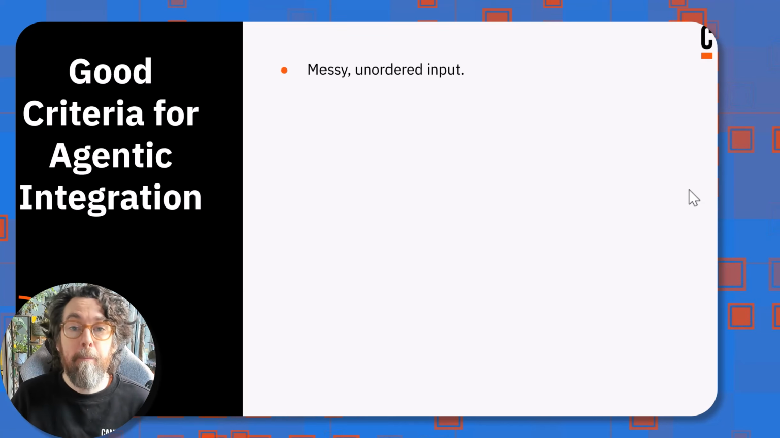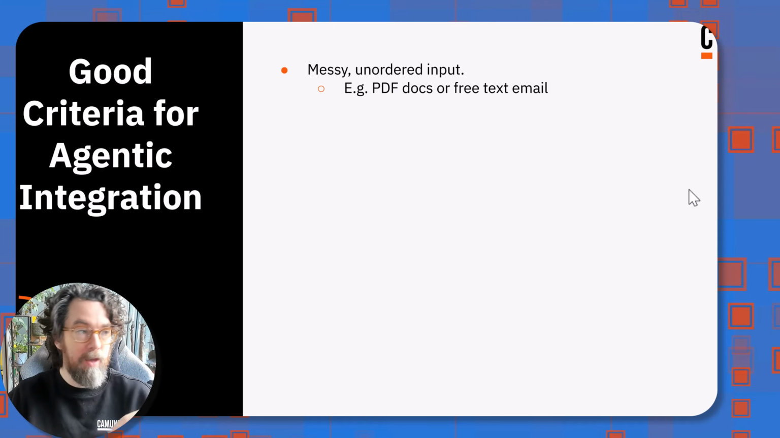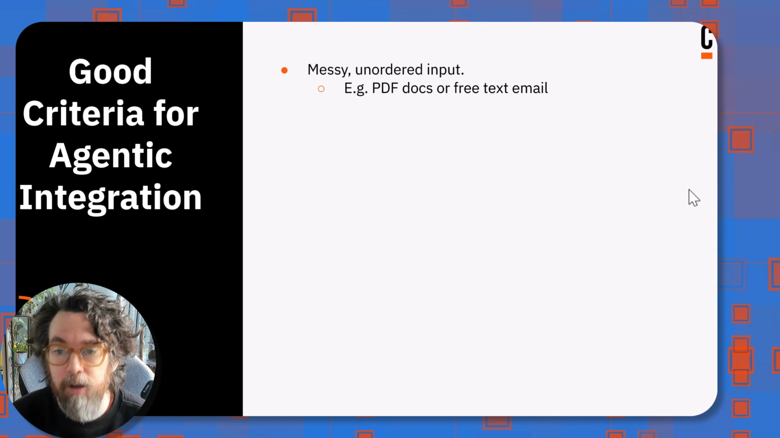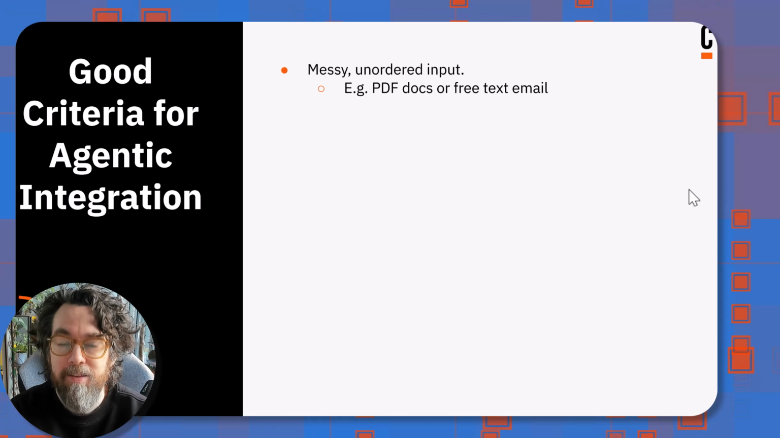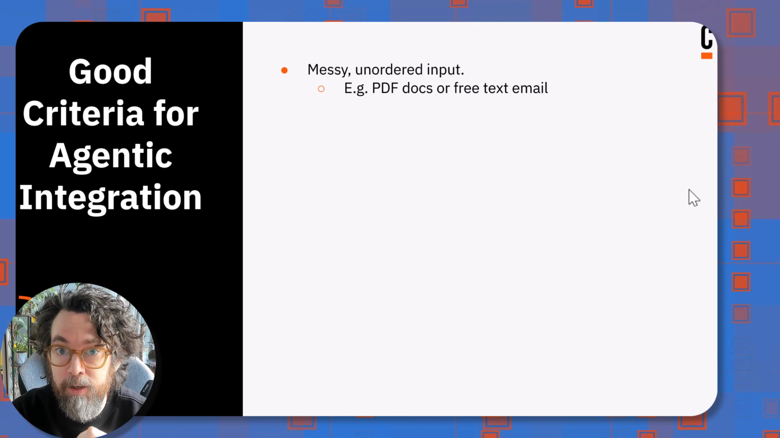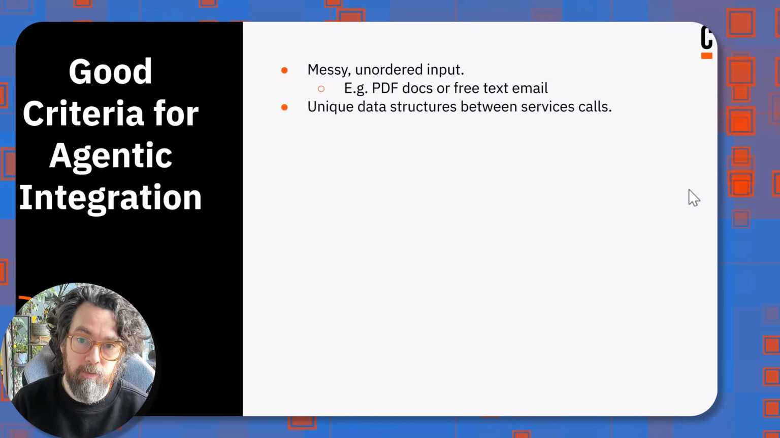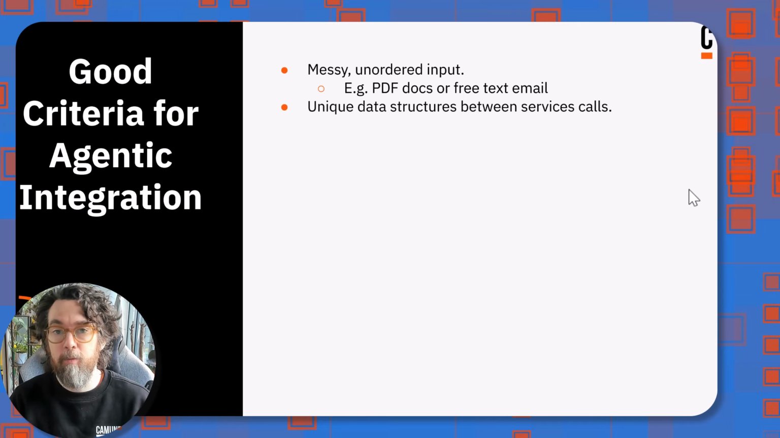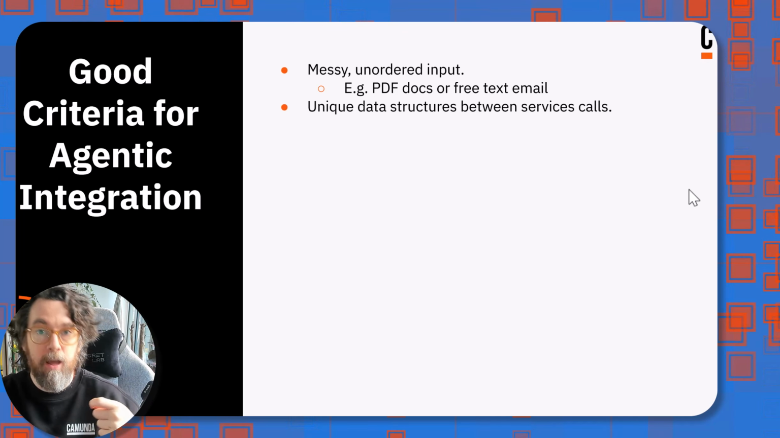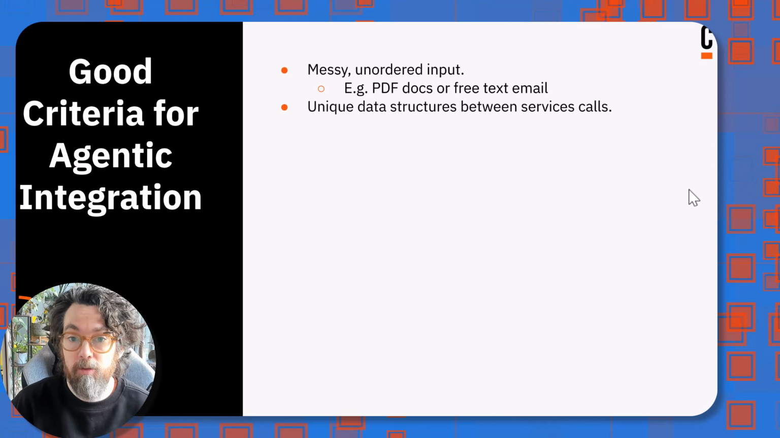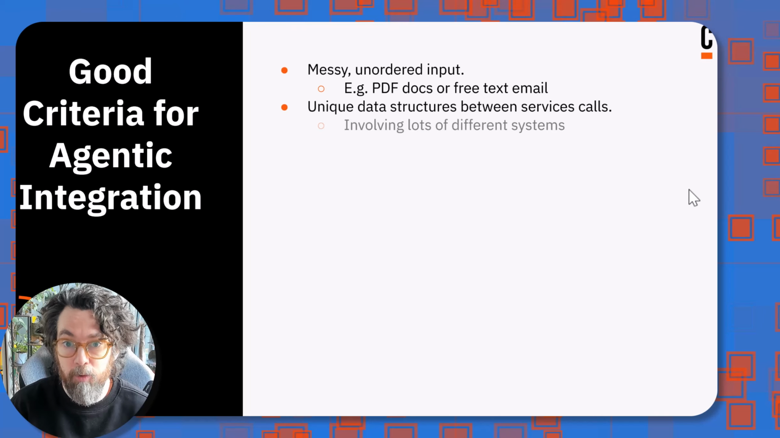The first would be messy, unordered input, things like PDF documents that you can't predict the outcome of, or free text emails, any kind of messy input that's unpredictable and has no validation. Another good example might be unique data structures between service calls. Very commonly, you might have multiple services all needing very specific data structures and needing an agent to reorder that so that the calls between the services can be made better and more predictable.